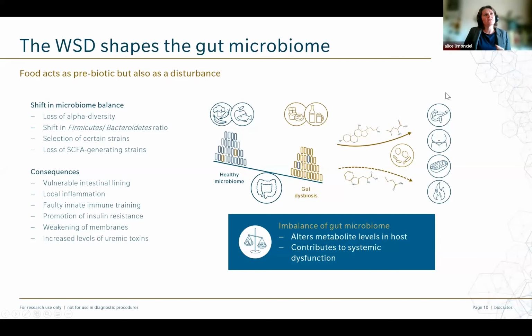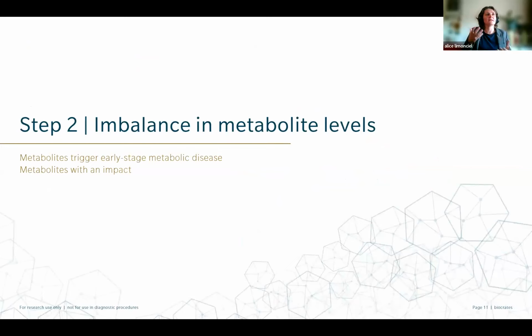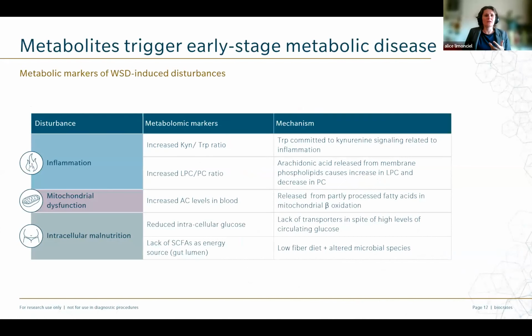And here you see on the right, those little symbols. We have a symbol for insulin resistance, and then the 3 branches that I described before, the intracellular malnutrition, mitochondrial issues, and inflammation. And we will see these again when we look in the second step at the imbalances in metabolites that are measured, because these metabolites are the triggers for the early stage metabolic disease through those 3 routes. And so you can link certain metabolites to these 3 different branches of the model. For inflammation, typical cases that we see in metabolomics are the ratio of kynurenine to tryptophan. That is very indicative of inflammation, as well as the ratio of lysophosphatidylcholines to phosphatidylcholines.